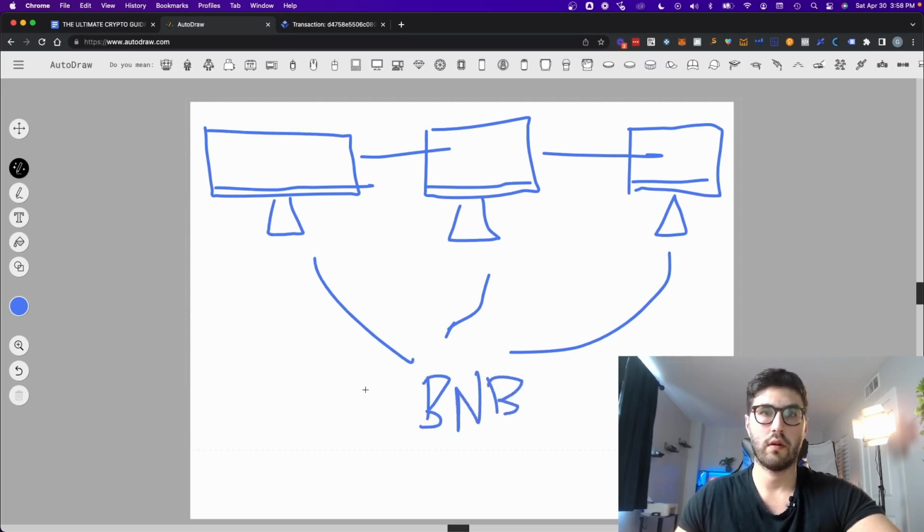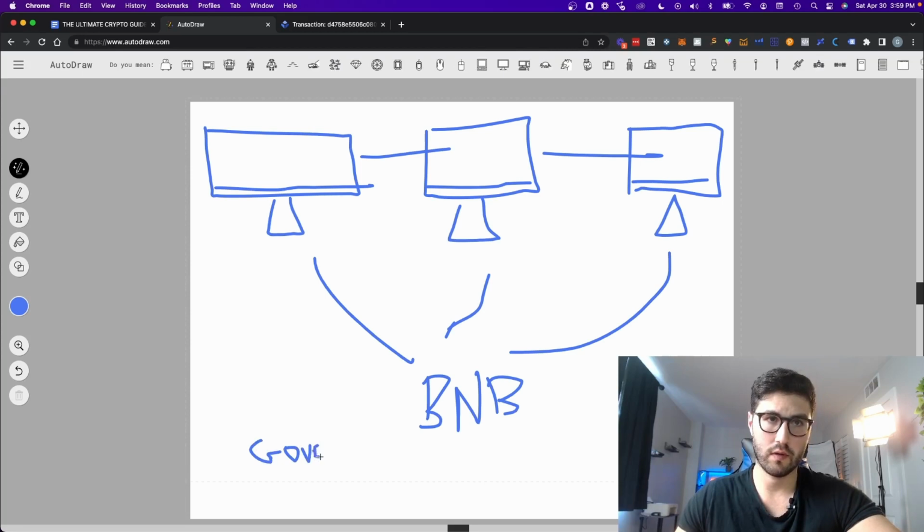And let's say that a change needs to happen to this network. What will happen is that if there is governance on the network, it means that the members of the network will vote democratically to make those changes. Okay, so how can I explain this to you? Let's say this governance. All right, governance.